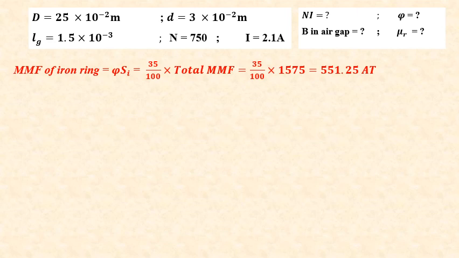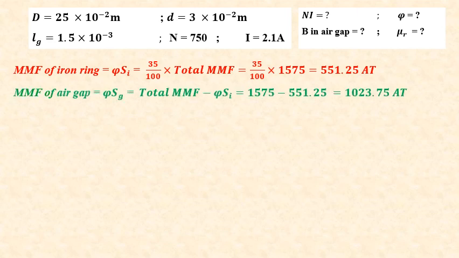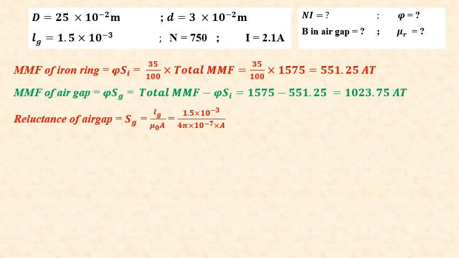In the question we need to find the total flux. From the MMF of air gap we know that phi Sg is equal to 1023.75. If we find the Sg value, that is the reluctance of the air gap, we will be able to find flux. Reluctance of the air gap Sg is equal to Lg by mu 0 A. But the area of cross section is not directly given. It is given that the diameter of the cross section is 3 into 10 raised to minus 2 meter. We know that the cross section is circular.